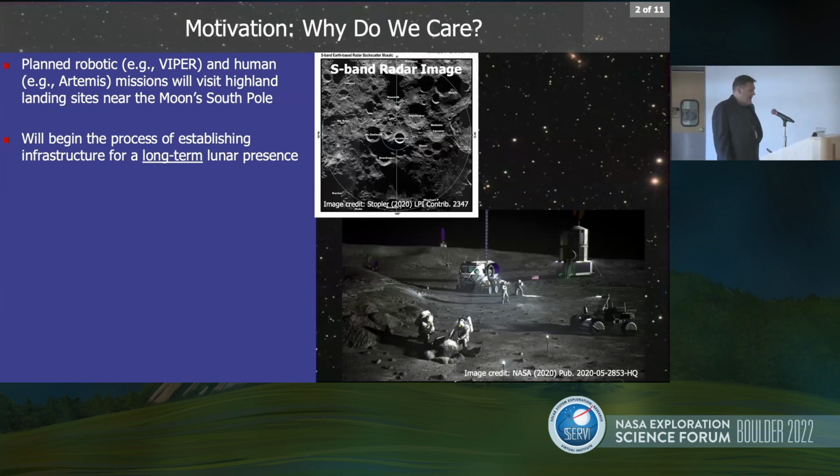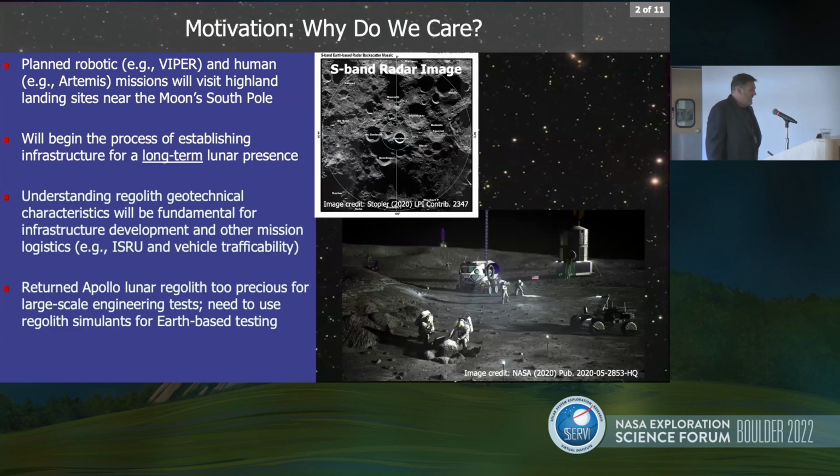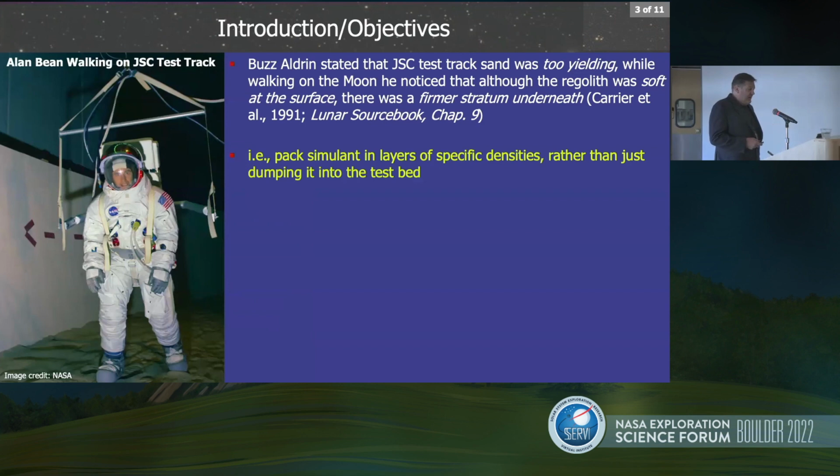And so upcoming robotic and human missions to the moon will begin the process of establishing infrastructure for a long-term lunar presence. And as we all know, NASA plans to achieve this at Highland landing sites at the South Pole. Long-duration stays will require a firm understanding of the geotechnical characteristics of the near-surface regolith column, which would be important for infrastructure development and other mission logistics. And of course, regolith samples brought back from Apollo are much too precious for large-scale engineering tests, so we need to use lunar simulants.